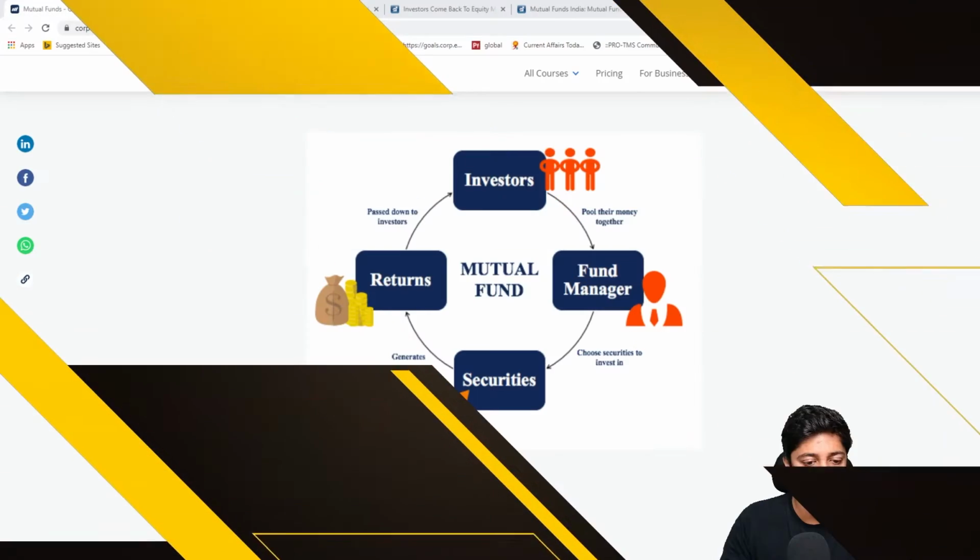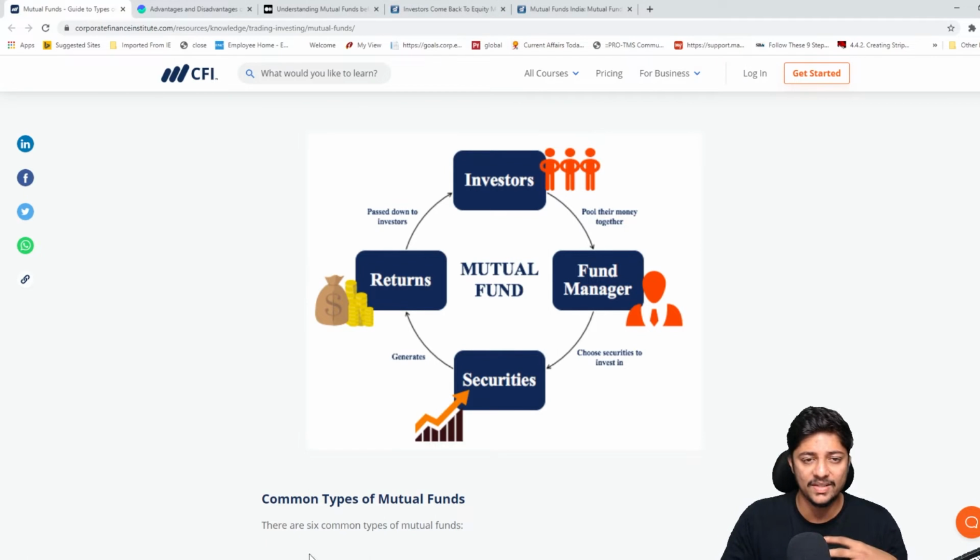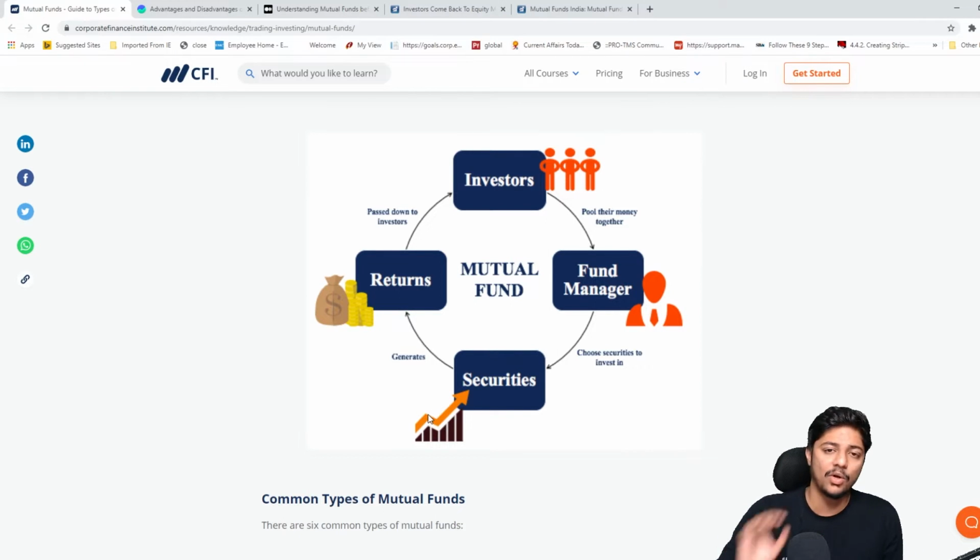Okay, so what I'm going to do is I've opened up a few links for you guys. So I'm quickly going to go to those links and show you what a mutual fund is. So a very simple graphic here. Okay, now what is a mutual fund?